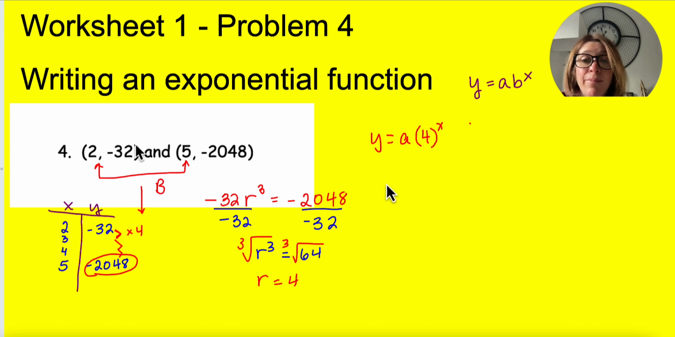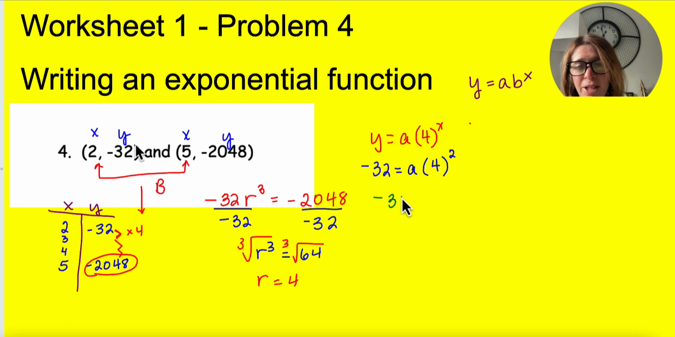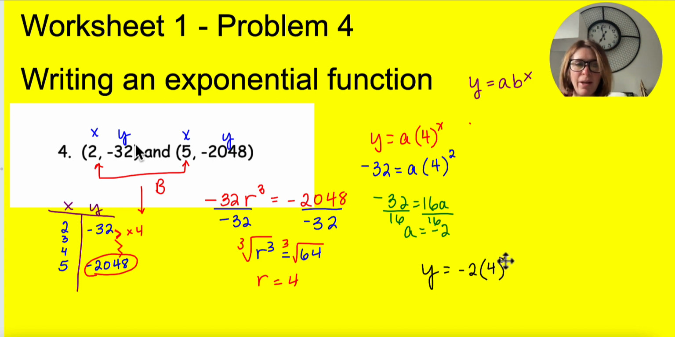Okay, so how do I find my a? Well, we use what we know about functions. Functions have inputs and outputs. I'm going to pick the smaller of the 2 points, and I'm going to plug it in. So negative 32 equals a times 4 to the 2 power. So negative 32 equals 16a. And so a equals negative 2. I think that sounds right. So a equals negative 2. So my equation would be y equals negative 2 times 4 to the x.